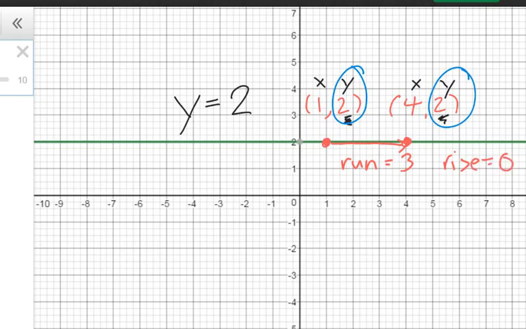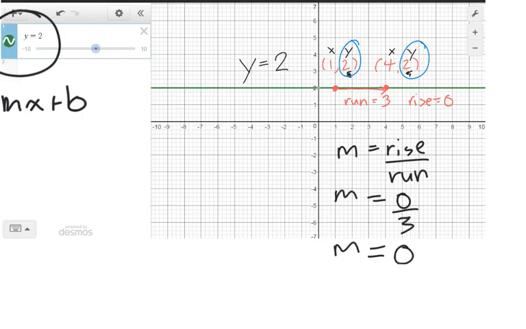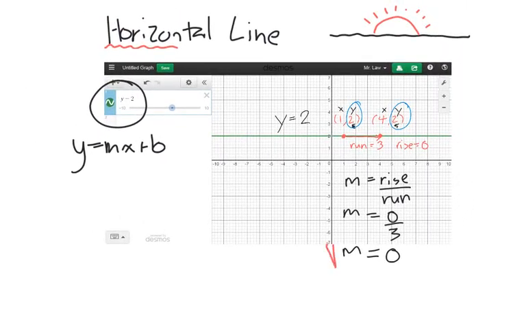Using those 2 numbers, we can plug those into our slope equation. So slope is equal to rise over run. The rise is 0, and the run is 3. 0 divided by 3 is 0. I'm just going to fill those in. Therefore, the slope of a horizontal line is always 0. Doesn't matter where it is, the slope is always 0. However, the actual equation of the horizontal line can change.